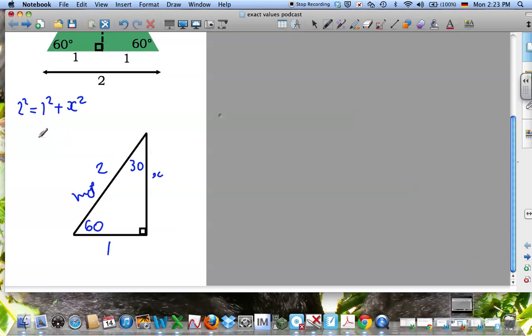Okay, and then just doing a little bit of quick equation solving. We know 2 squared is 4, 1 squared is 1. Subtract 1 from both sides. We get that x squared equals 3. So we take the square root of both sides. So we get x equals root 3.